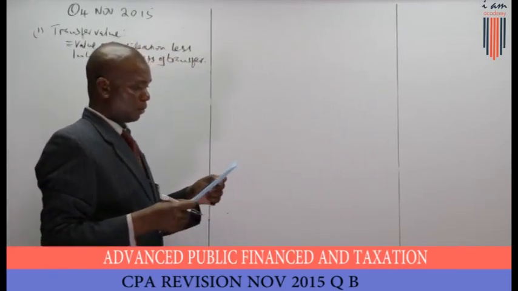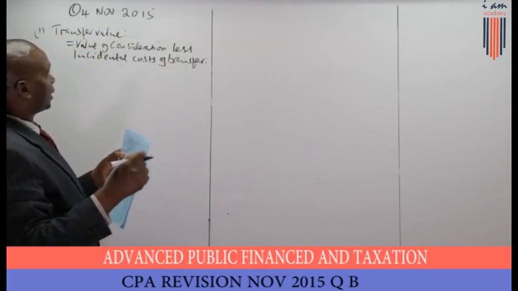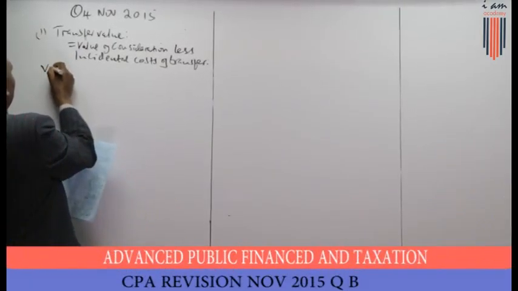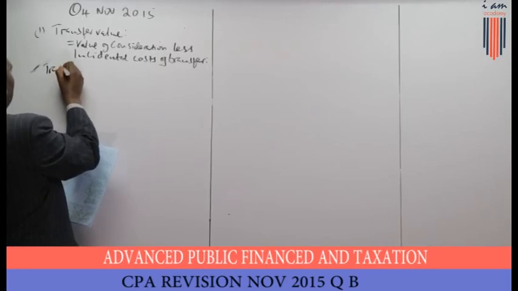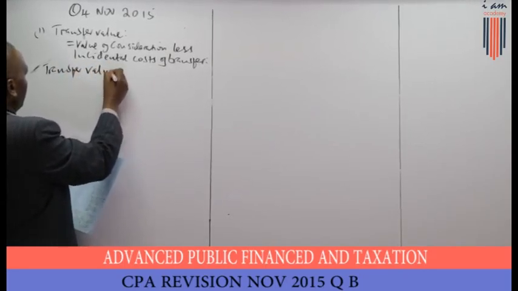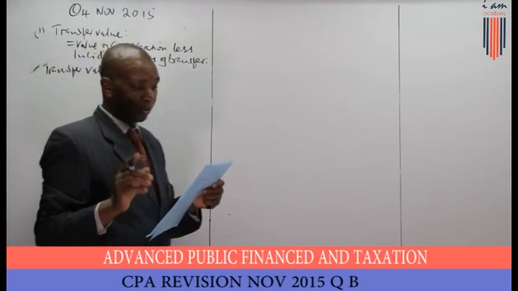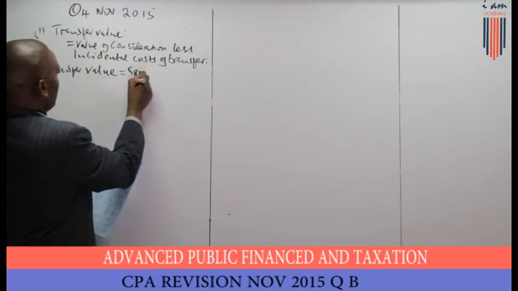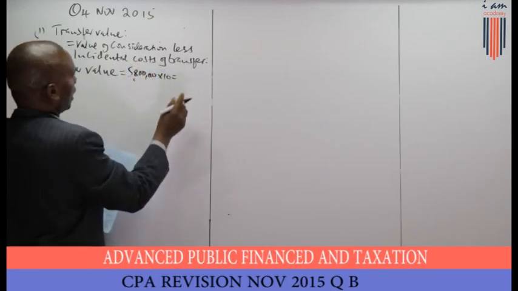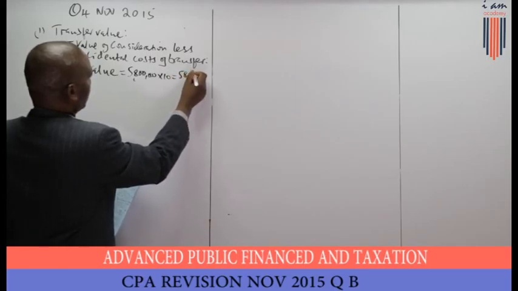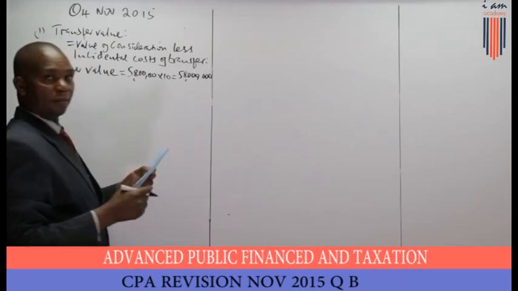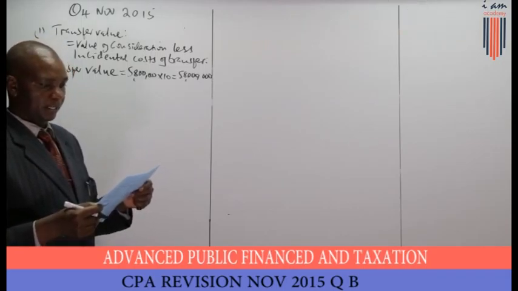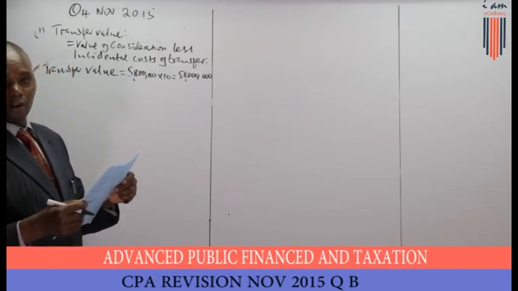So Mujengo Limited, what were they given? The value of the consideration we are talking about is to Mujengo Limited. So the transfer value in this case is 5.8 million per house, and the houses are 10. So 5.8 million multiplied by 10 houses gives us 58 million for the 10 houses. Then, from there, we shall now deduct the incidental costs of the transfer.